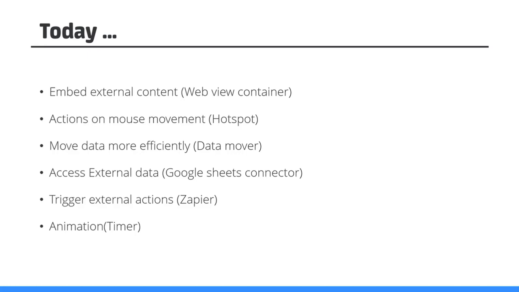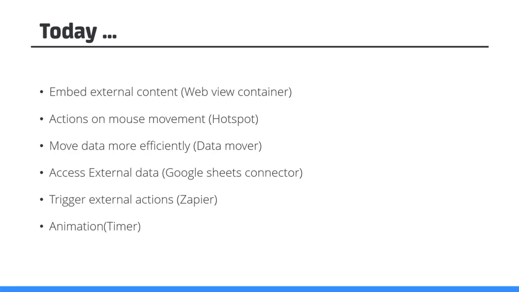Then we'll have a little look at external access through the Google Sheets connector, and also allied with that, how we can trigger actions with Zapier. And finally, we'll look at some animation using the timer component. So a lot to get through. Each of these will be a different demo, so we better get started, or I better get started.